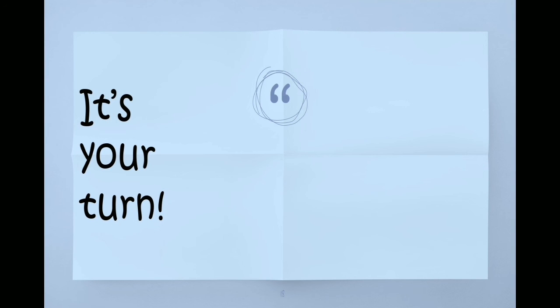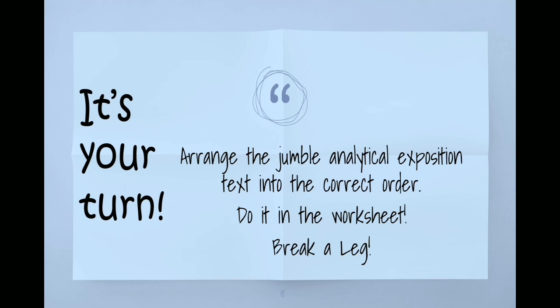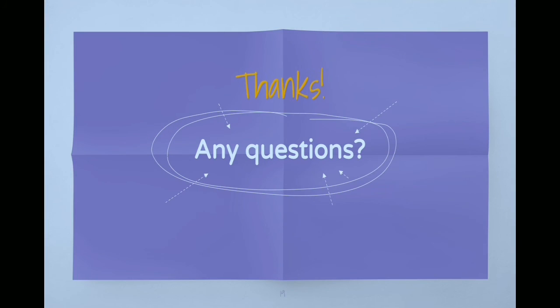So now it's your turn. You have to arrange the jumbled analytical exposition text into the correct order. Do it in the worksheet and recollect.